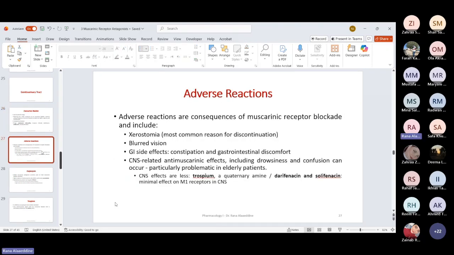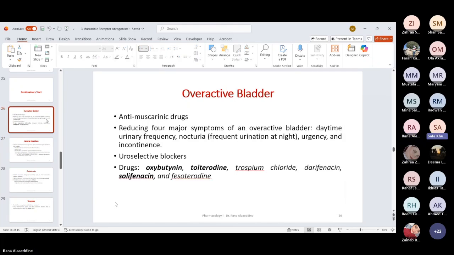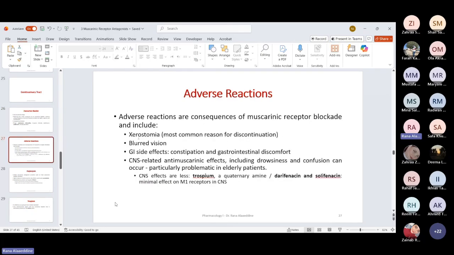Guys, let's take a look at the adverse effects. Tell me if they make sense. Xerostomia. What's the meaning of xerostomia? Should we memorize all the names of the drugs? Yes, you should know them. All right. So listen, guys. What are the adverse effects? What's the meaning of xerostomia? Do you know?